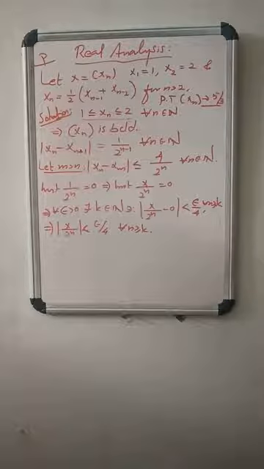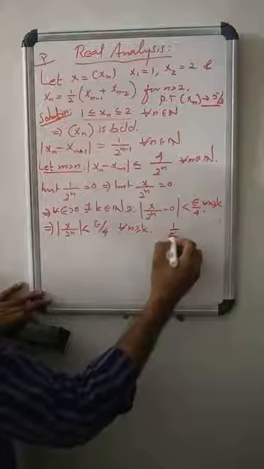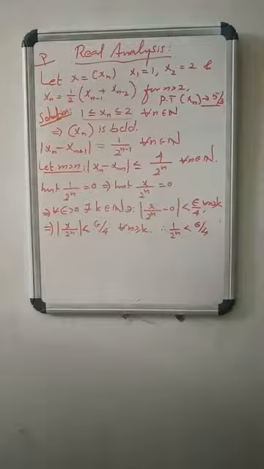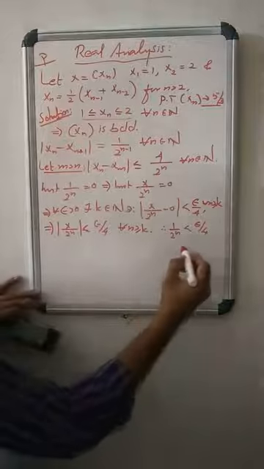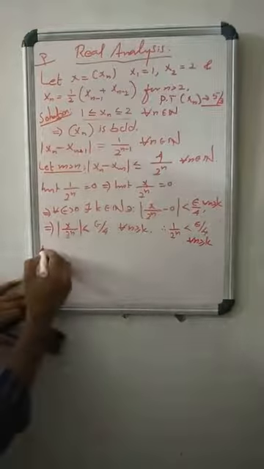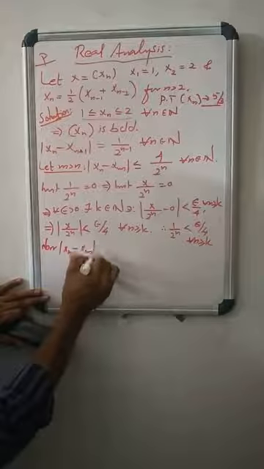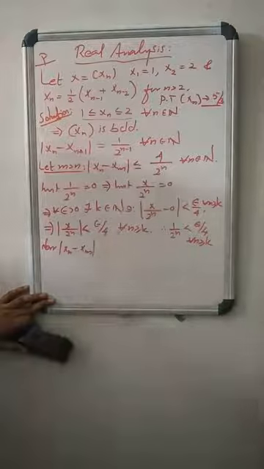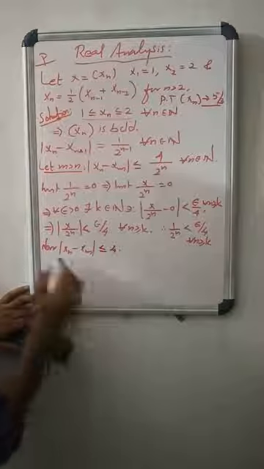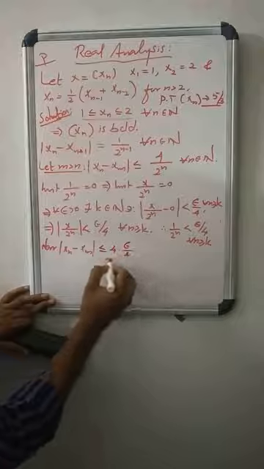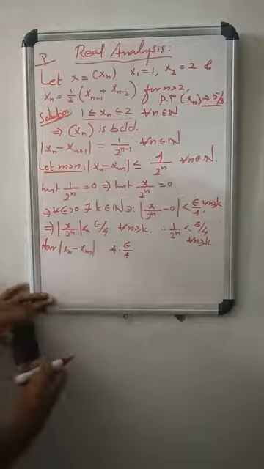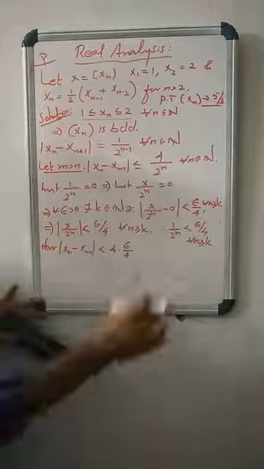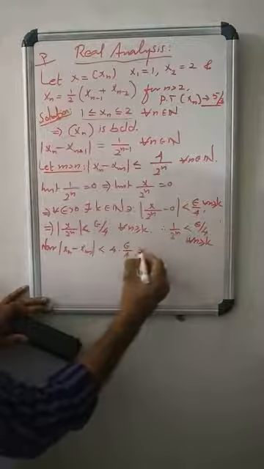So x by 2 power n is less than epsilon by 4, therefore 1 by 2 power n is strictly less than epsilon by 4 for all n greater than or equal to k. Now consider modulus of xn minus xm. We have modulus of xn minus xm less than or equal to 4 by 2 power n. So it is less than 4 into epsilon by 4.